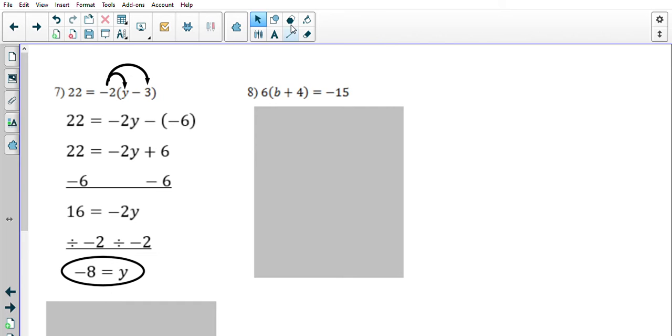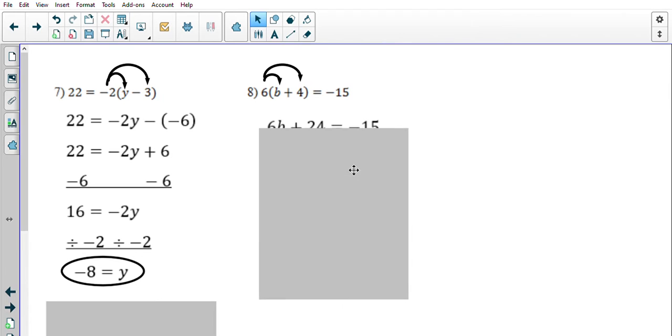So let's distribute this 6 into the parentheses. 6 times b and 6 times 4. So that's going to be 6b plus 24 equals -15. Now remember, the more steps we have, the more places you can make mistakes. It's okay to make mistakes. Just make sure you show as much work as possible and you have a pretty good understanding of how to do these problems. Mistakes will happen, but it's also why we want to double check our solutions at the end.